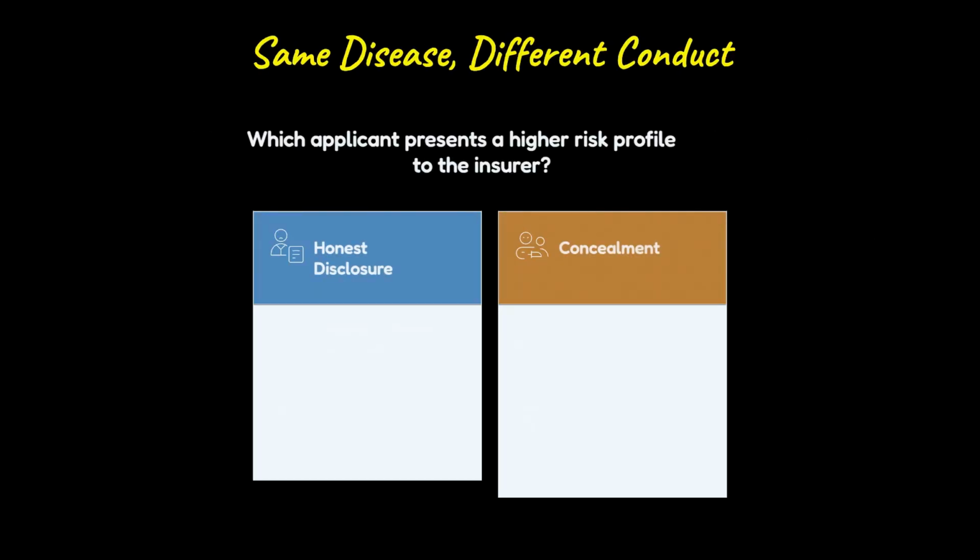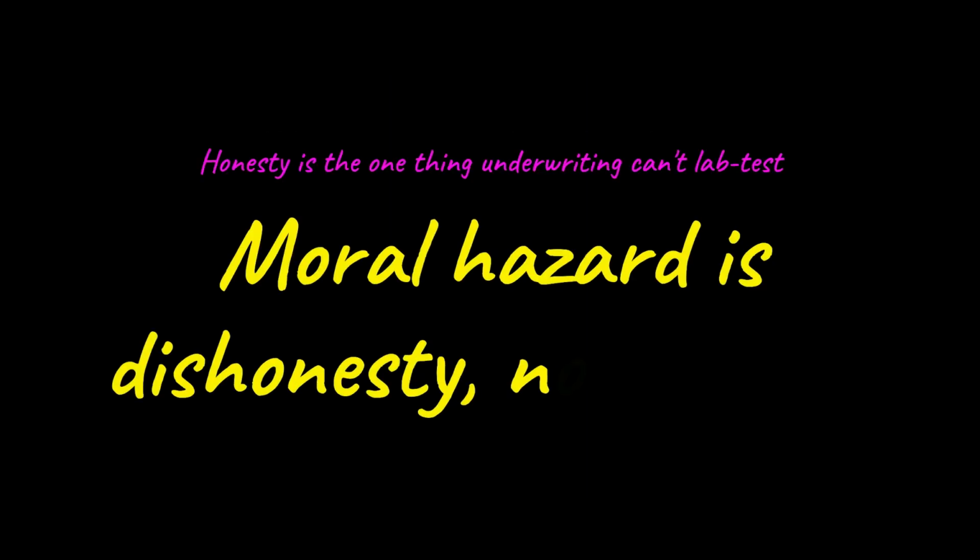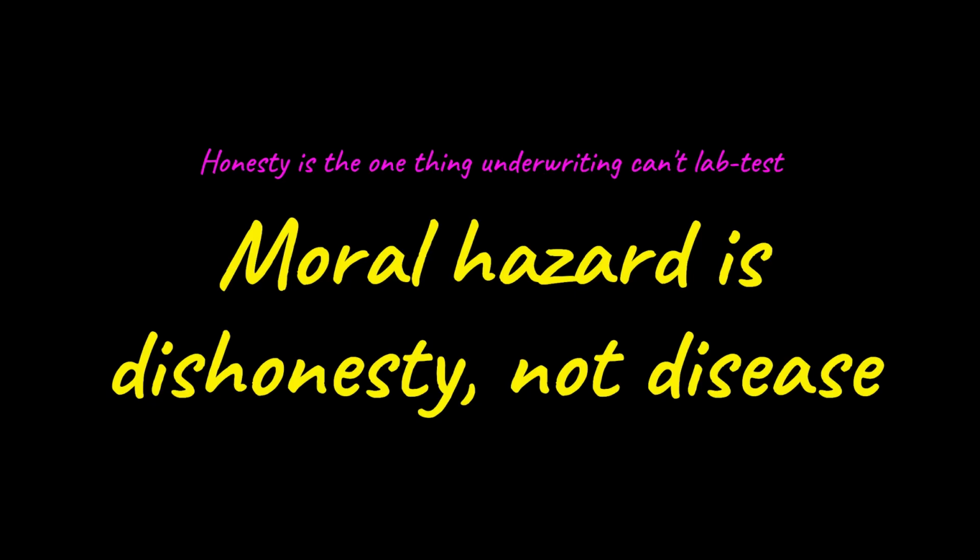Picture two applicants with the exact same heart condition. One discloses it honestly and gets priced fairly. The other buries the diagnosis to steal a rate never meant for that risk. Same disease, but concealment layers a moral hazard on top. Insurance runs on trust it cannot fully verify, so moral hazard is ultimately a tax the dishonest impose on the honest. Remember, it's the concealment, not the illness, that makes it moral.